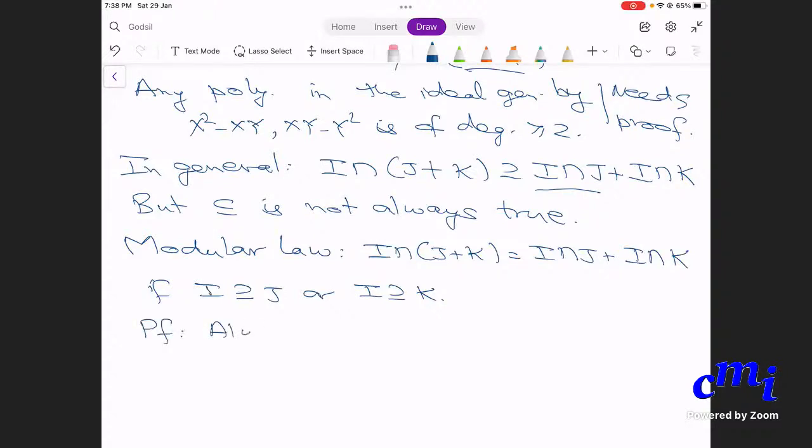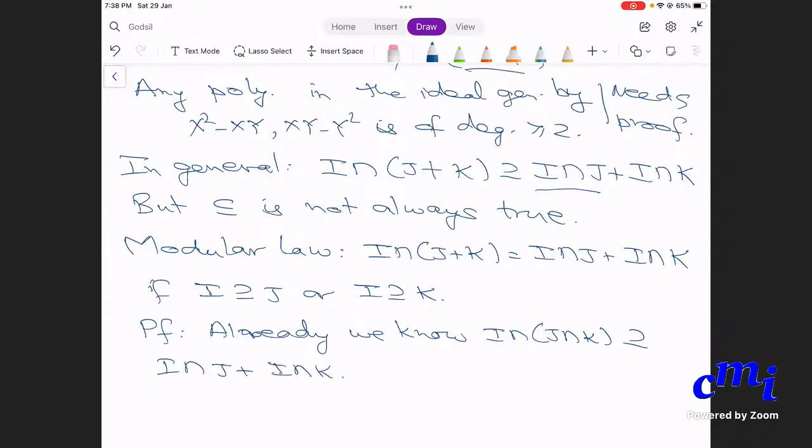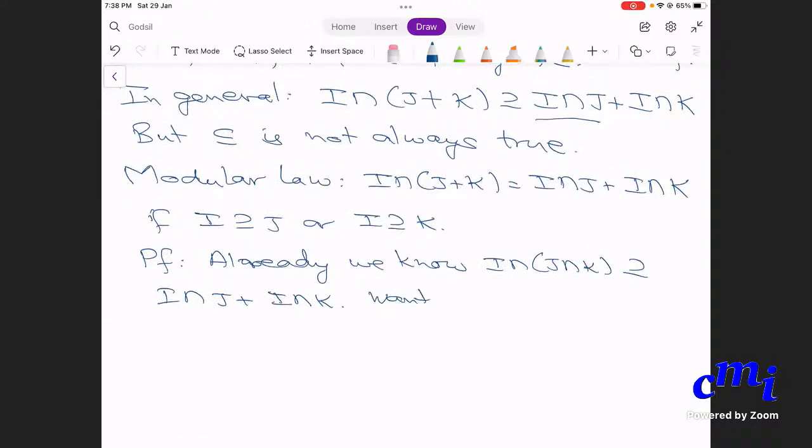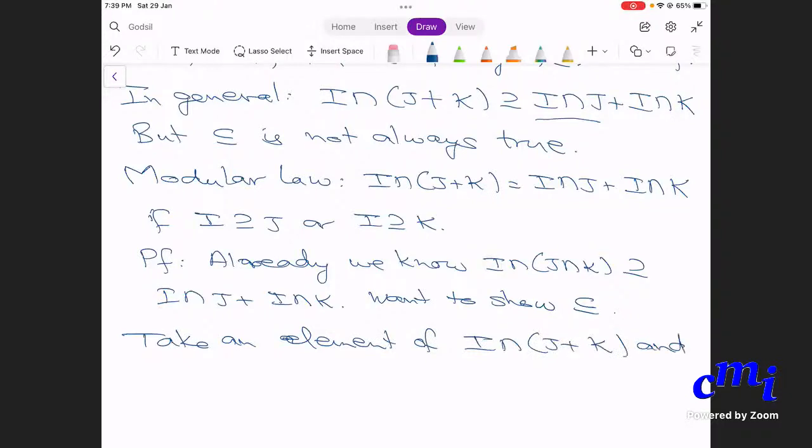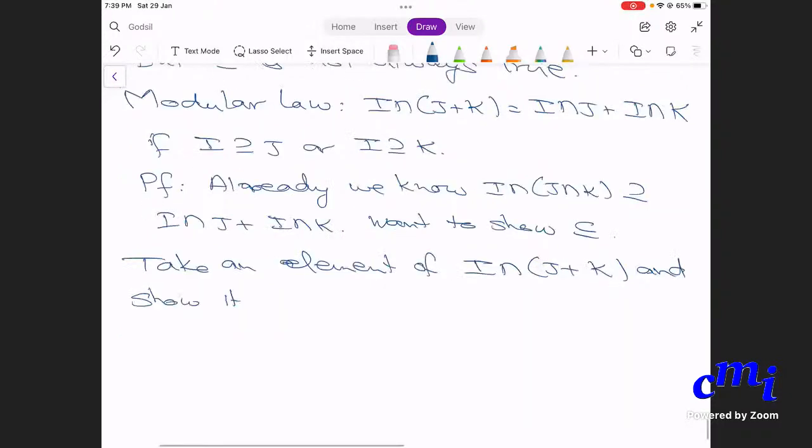Proof. Already we know that I intersect (J plus K) contains I intersect J plus I intersect K. Now we want to prove the other containment. So I want to take an element of I intersect (J plus K) and show it belongs to the other side, I intersect J plus I intersect K. This is easy to do. So take an element of I intersect (J plus K).